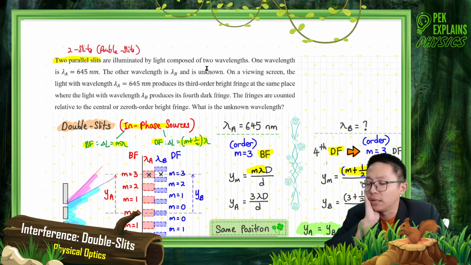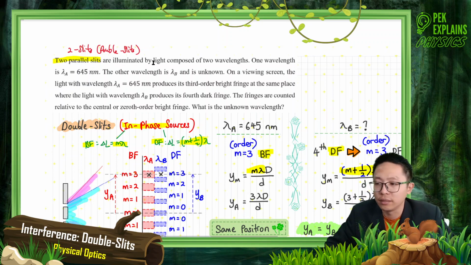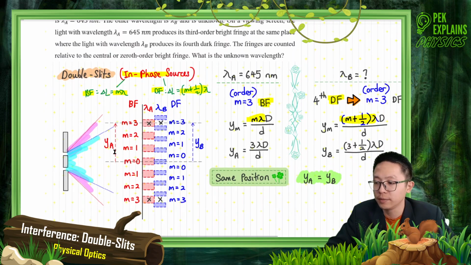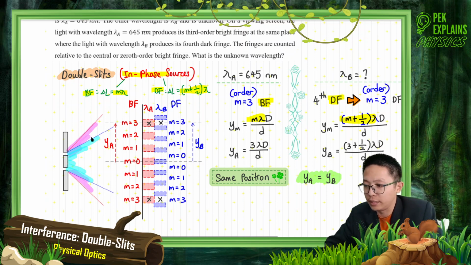Okay, so now it is illuminated by light of two wavelengths. Now you have two wavelengths, lambda A and lambda B. So now you have two lights with different wavelengths, so they will produce two different interference patterns. As you can see, here you have two wavelengths. Maybe you can put this one as lambda A, and this one is lambda B.